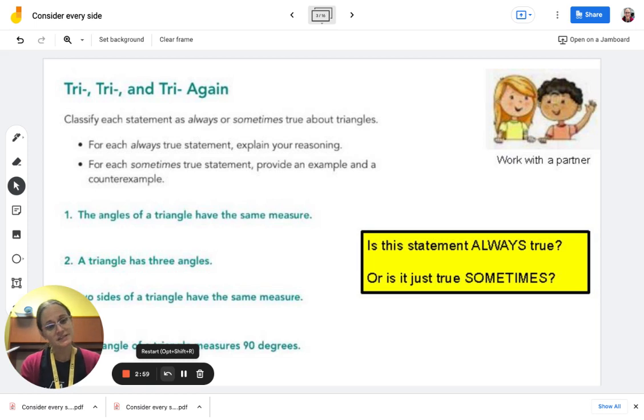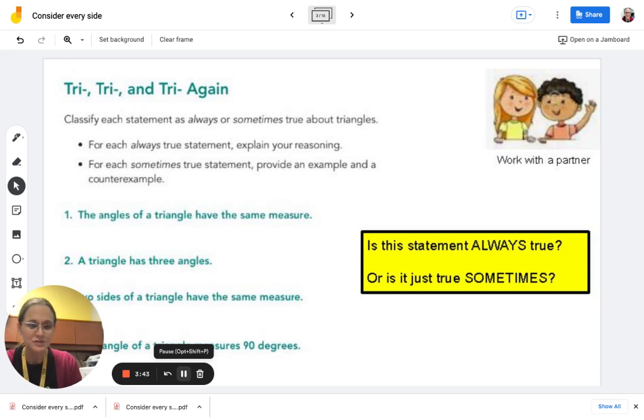Triangles always have 3 sides. Triangles are sometimes acute. So that's the difference in the way that we're going to classify triangles in this exercise. Your task is to read these statements on numbers 1, 2, 3, and 4 and decide with your partner, is that statement always true? Or is that statement only true sometimes? Okay, pause the video, set a timer for 4 minutes. The teacher is going to be walking around the room and checking to be sure that you understand and listening to the conjectures that you and your partner are coming up with. Press play when you're ready to talk about these statements.